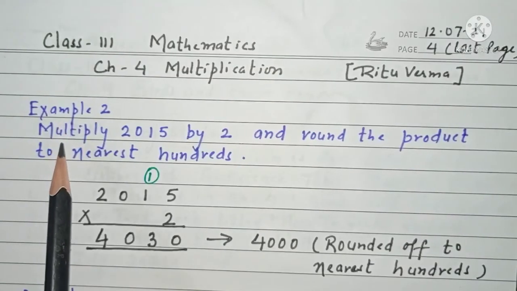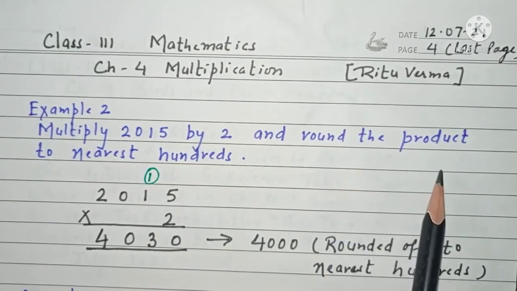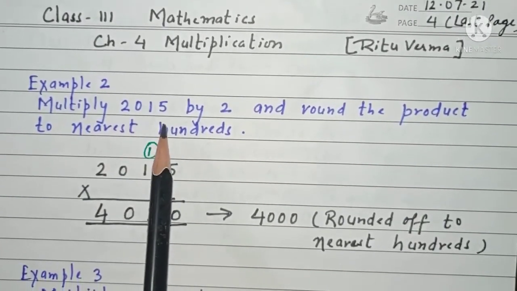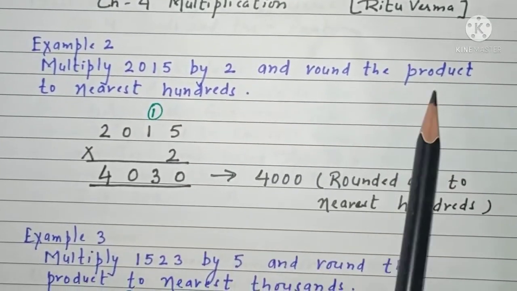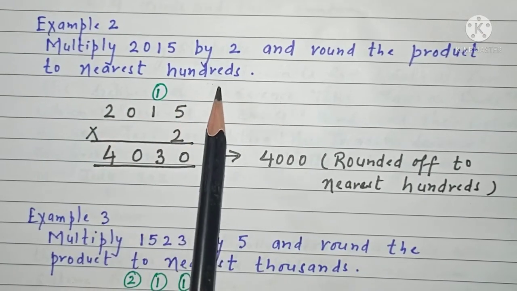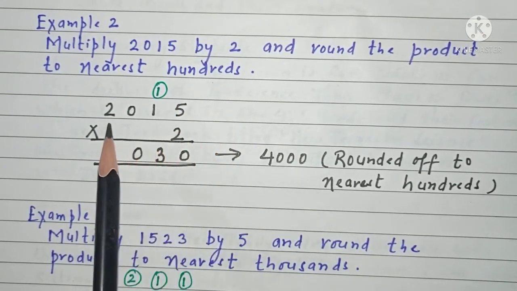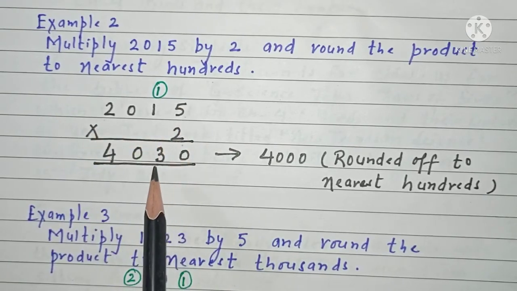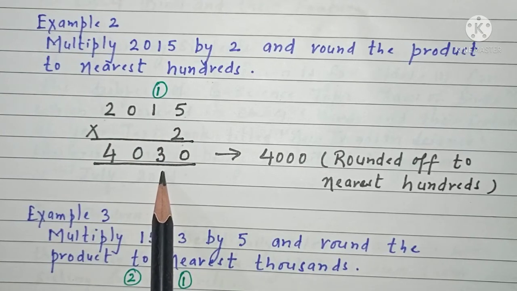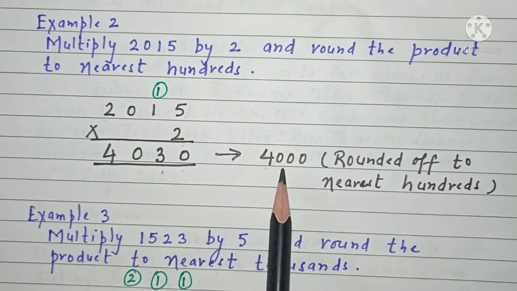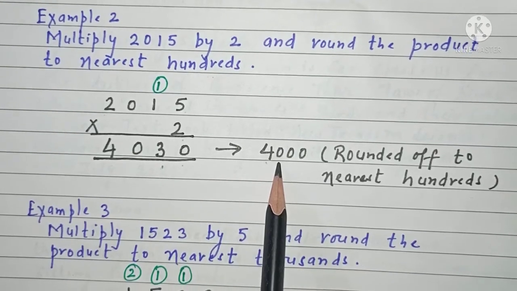Now, we will learn how to multiply a number and round the product to the nearest hundreds. The question is, multiply 2015 by 2 and then round the product to the nearest hundreds. Children, you have to round the product only. Just see what is there in the question. So, first of all, multiply the given number, that is 2015 by 2, and when the answer comes, this is the product. This is to be rounded off to the nearest hundreds. So, the answer is 4030 and when we have rounded it off, the answer comes out to be 4 thousands.